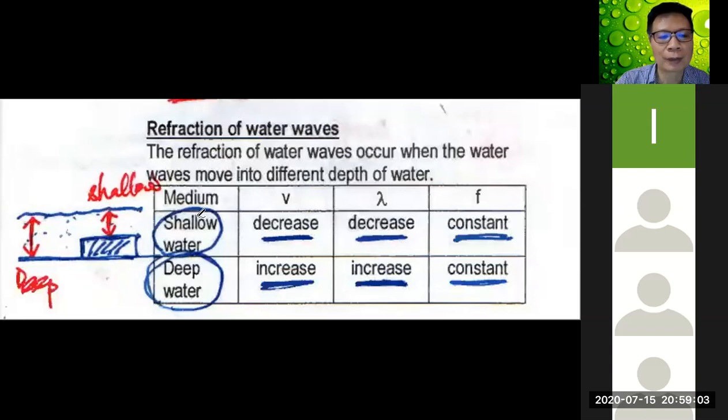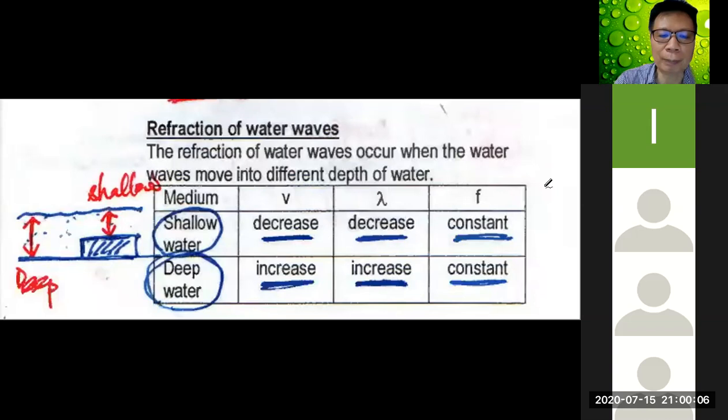See this table, shallow water to deep water. In shallow water, the speed decreases, lambda also decreases, and the frequency is constant, never changing. Whereas in deep water, the speed increases, lambda also increases, but the frequency remains the same. So remember: in shallow water, speed decreases, lambda decreases, frequency constant. In deep water, speed increases, lambda increases, frequency constant.